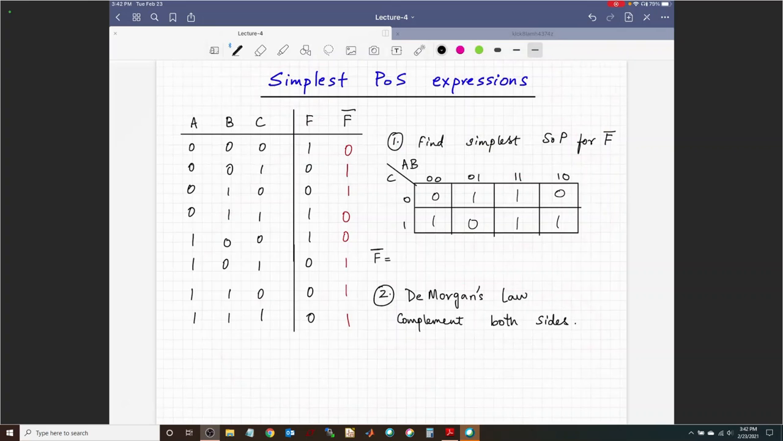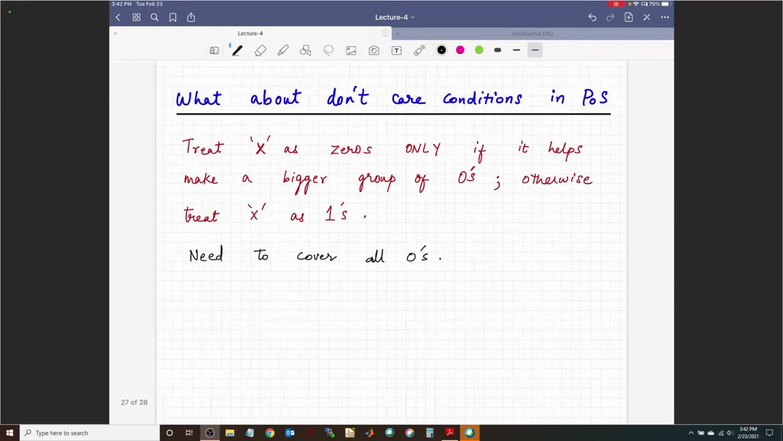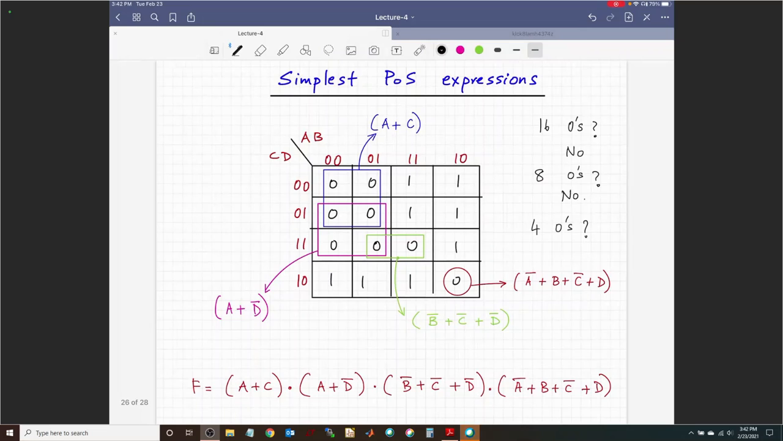I've entered things. Why not just do the product of sums from the start? You could. I'm just trying to show you the connection between the two. So I'm just trying to bridge that using De Morgan's law. So what would SOP in one mean in POS on the other? That's why.